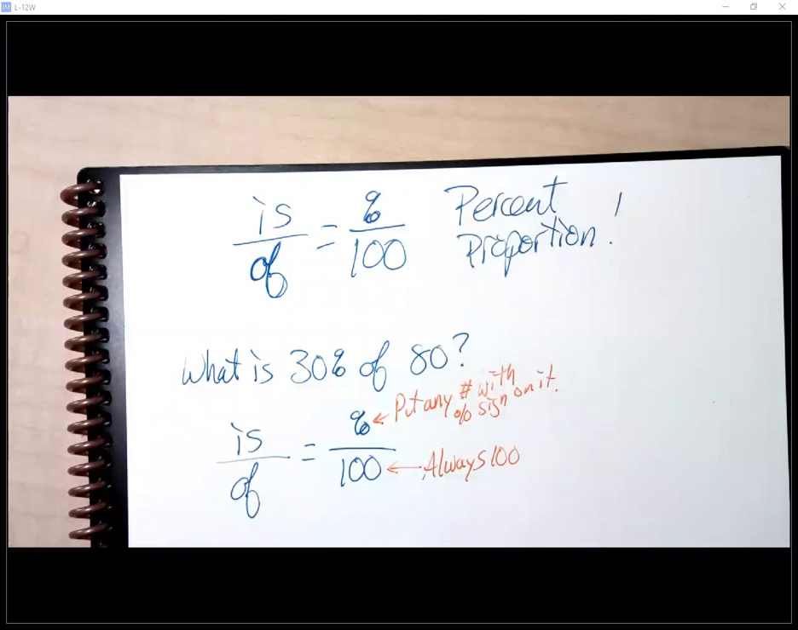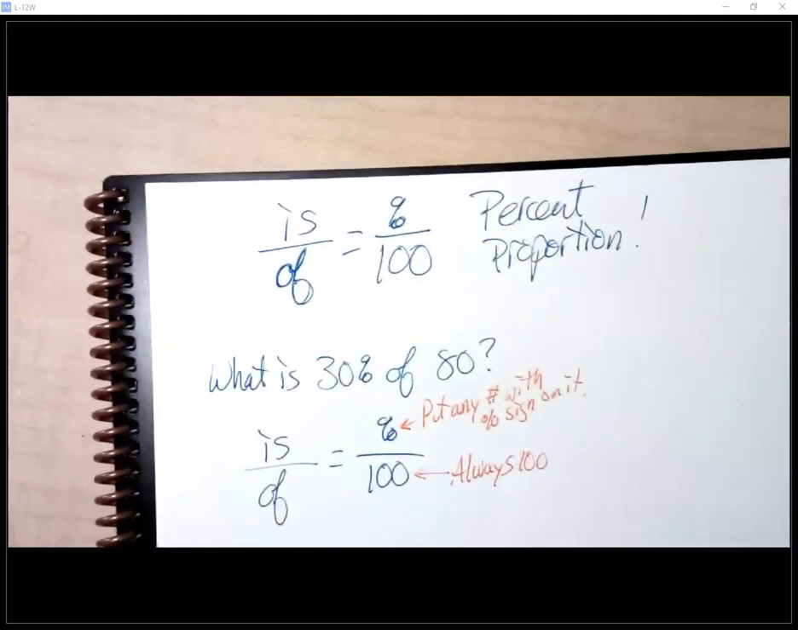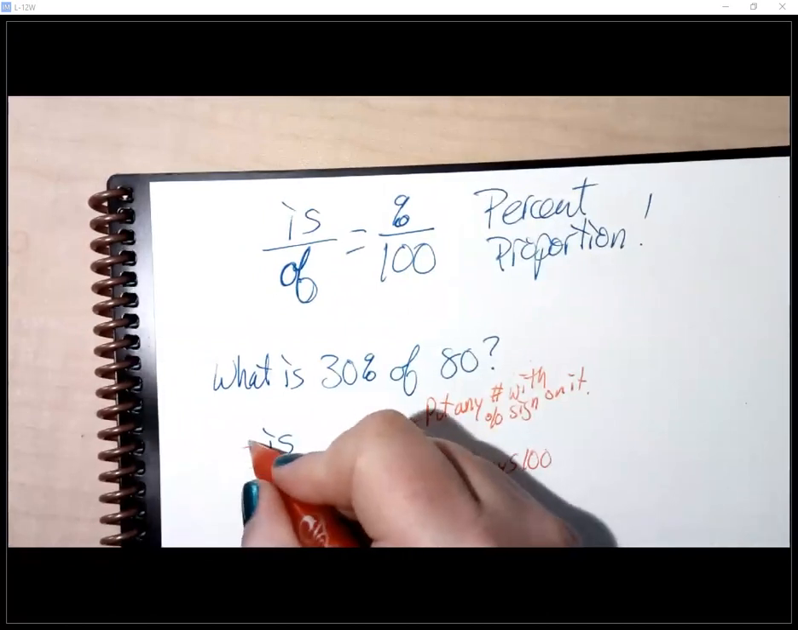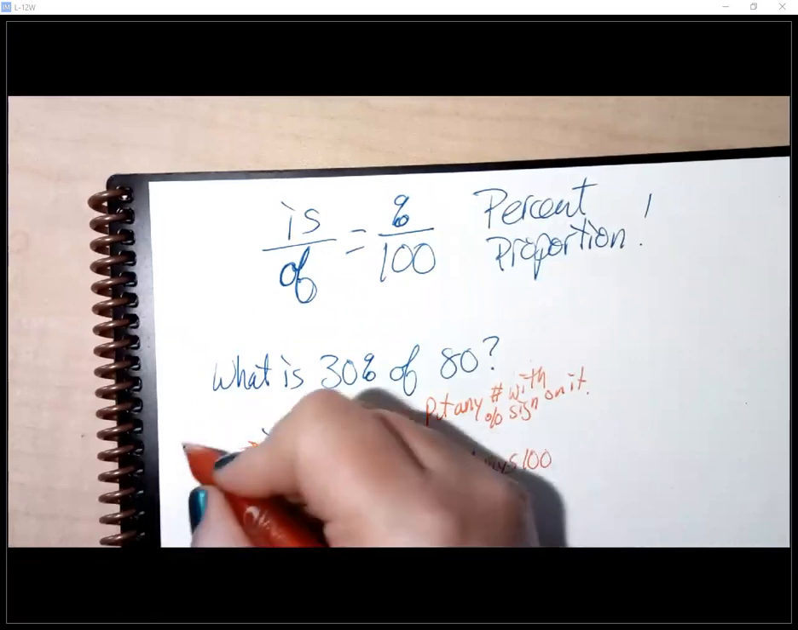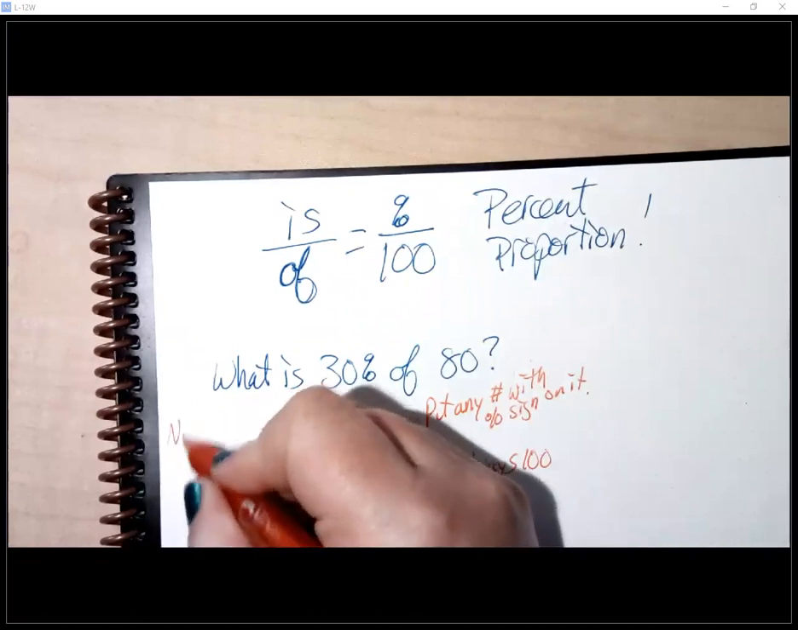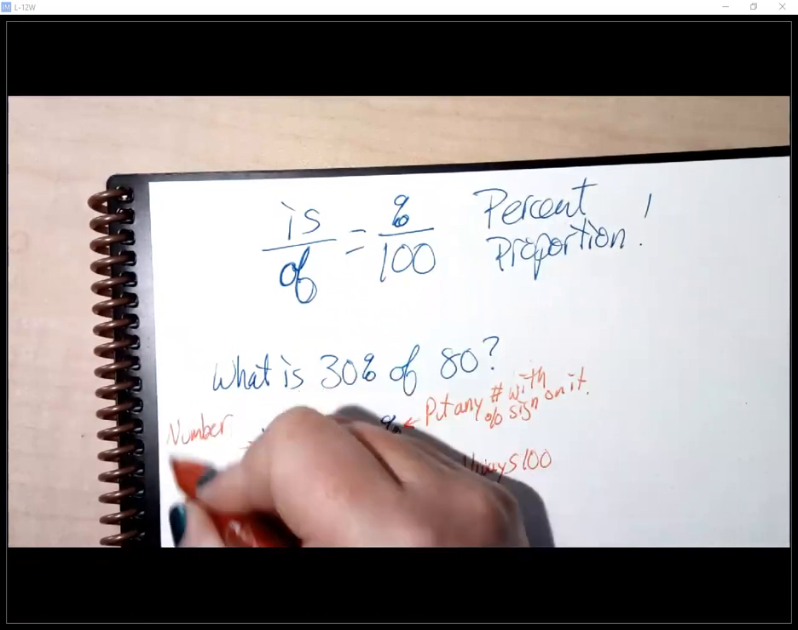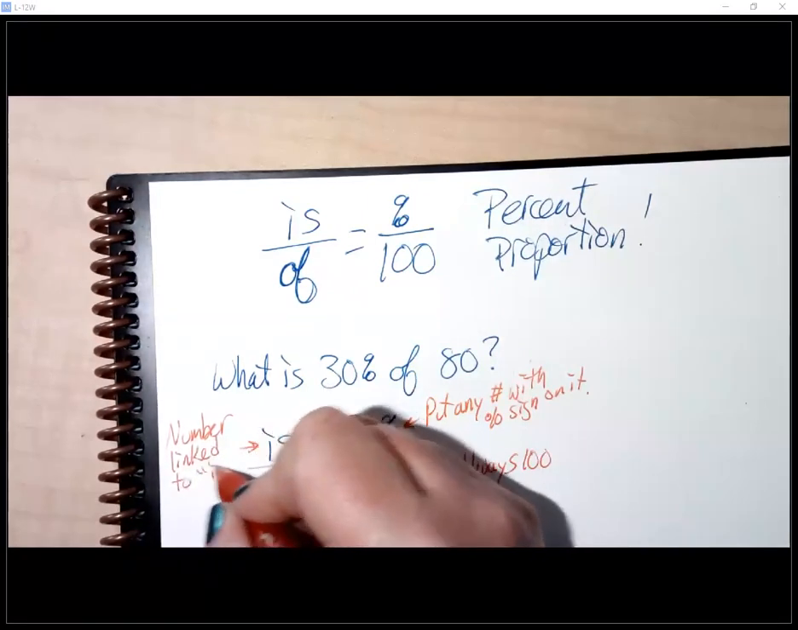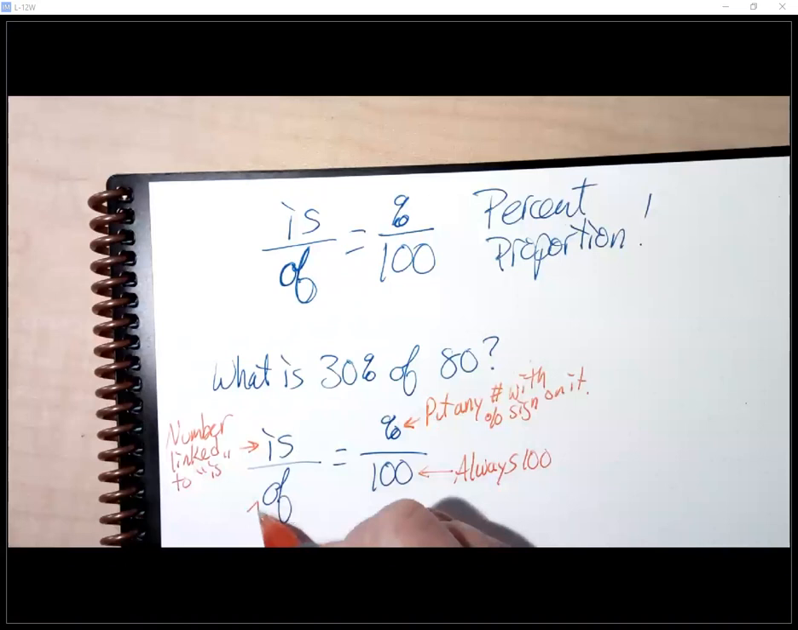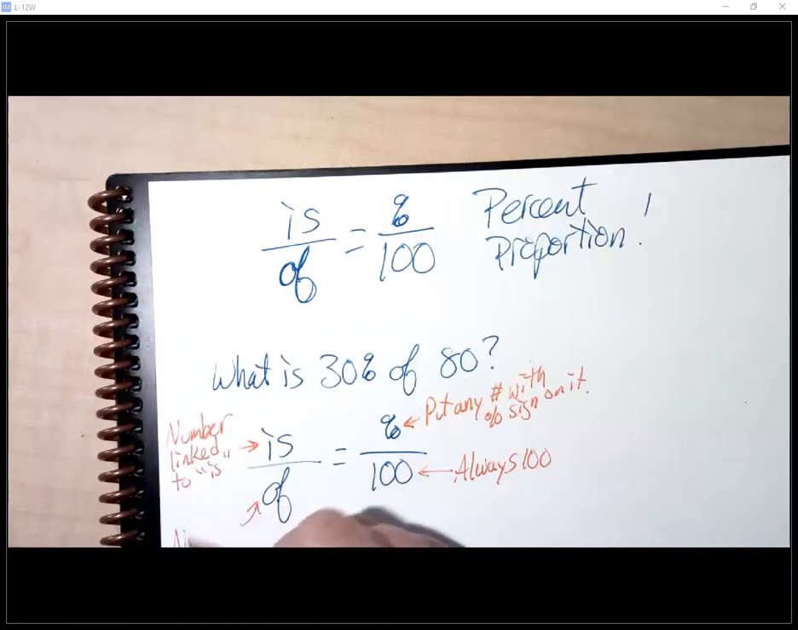Okay, and then the "is" and the "of" is a little weird until you get used to it, but this is the number that you're gonna read the sentence, and whatever number is kind of linked to the word "is," you put here. So the number linked to "is," and this would be the number linked to "of." And you'll see what I mean in just a minute.